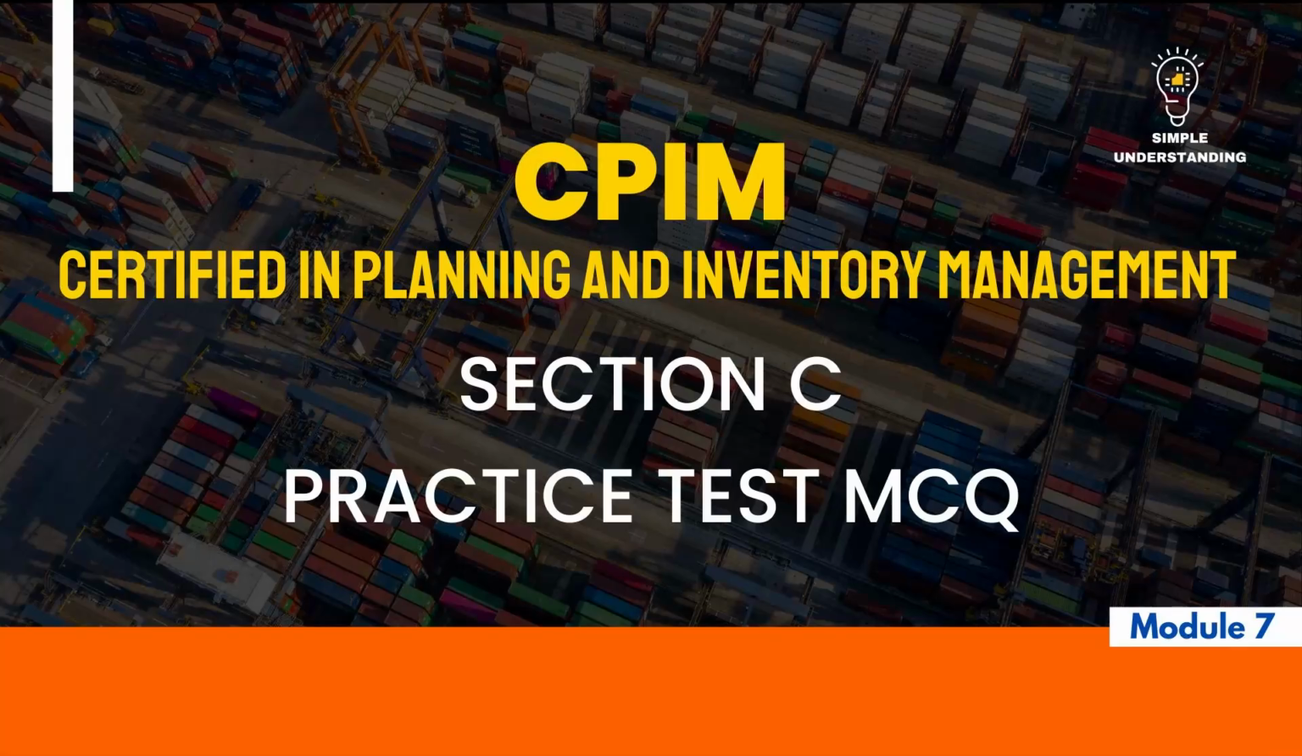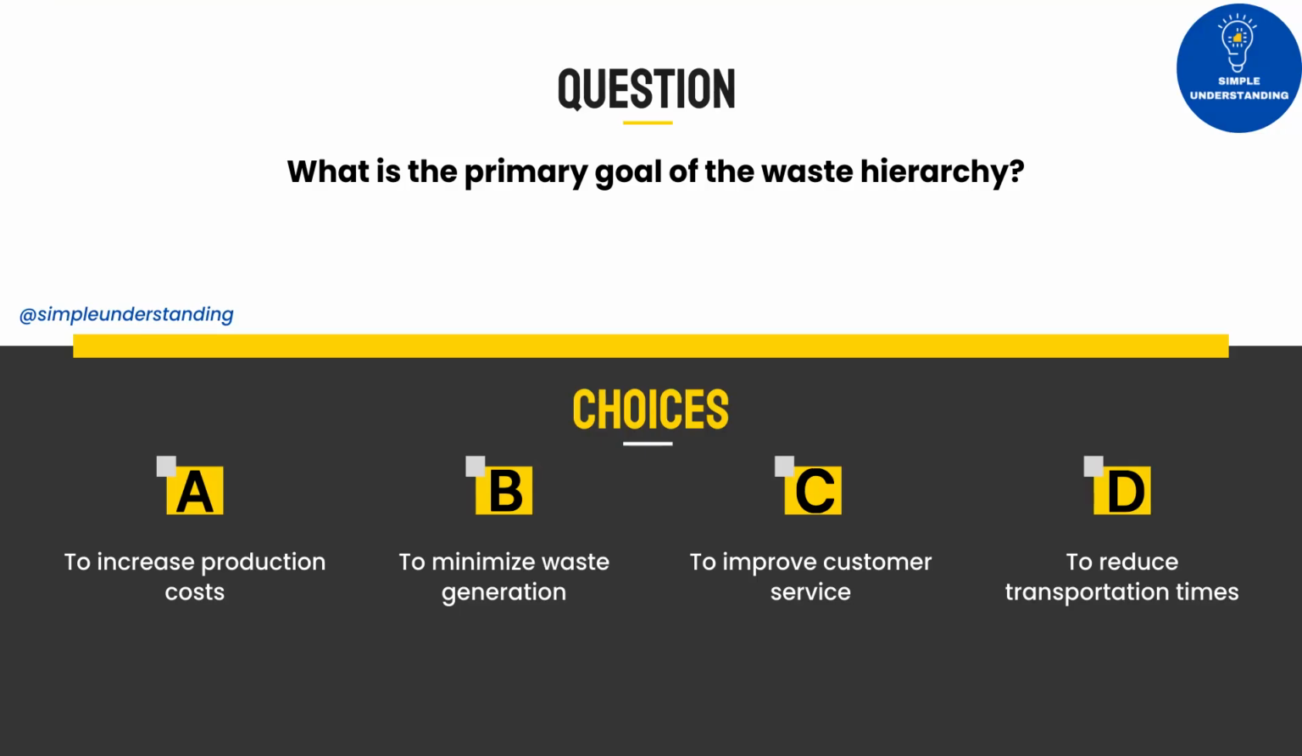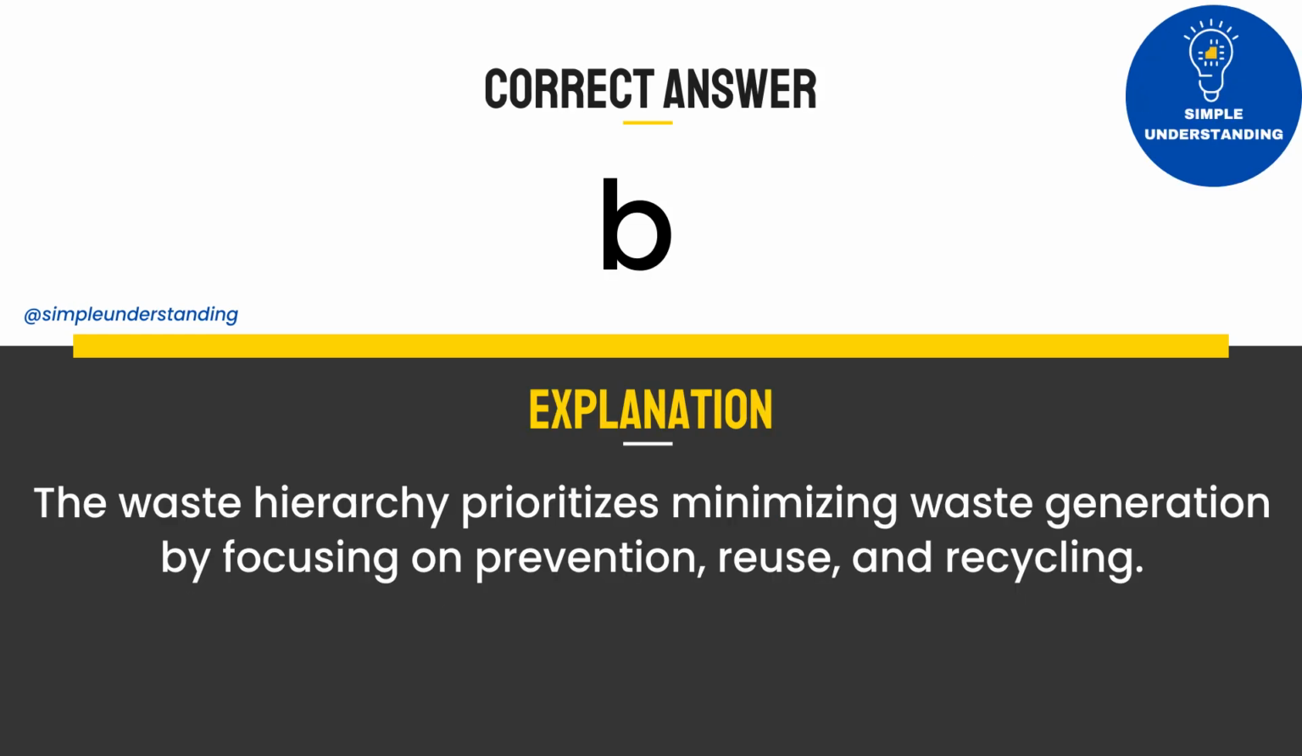Practice test for Section C: Waste Hierarchy and Reverse Logistics. 1. What is the primary goal of the waste hierarchy? A. To increase production costs. B. To minimize waste generation. C. To improve customer service. D. To reduce transportation times. Correct answer: B. Overall explanation: the waste hierarchy prioritizes minimizing waste generation by focusing on prevention, reuse, and recycling.